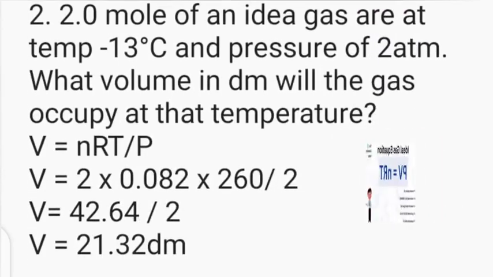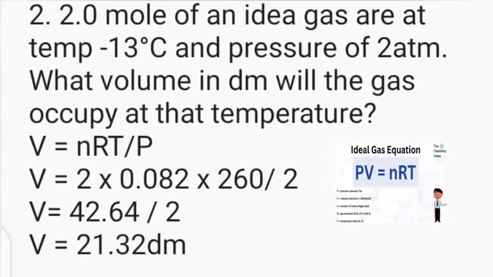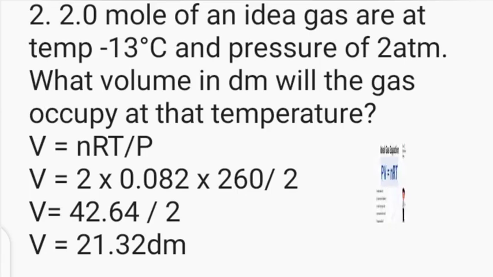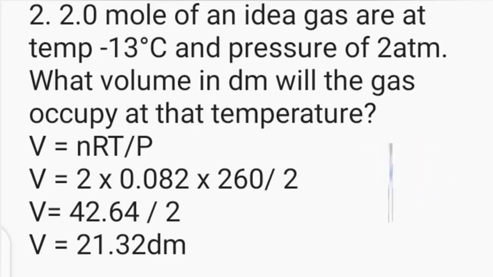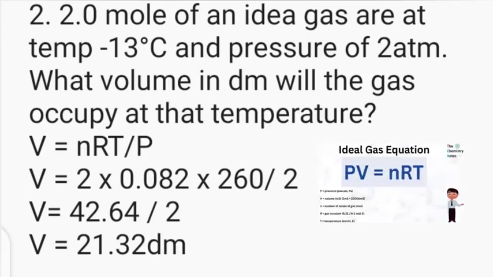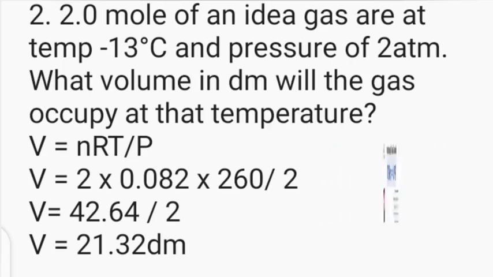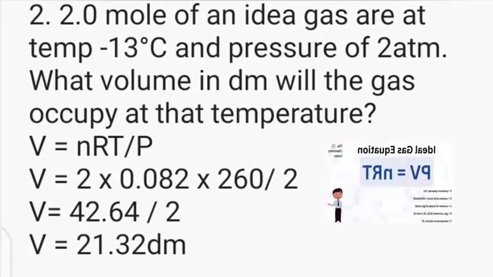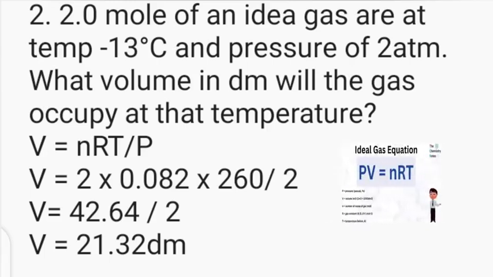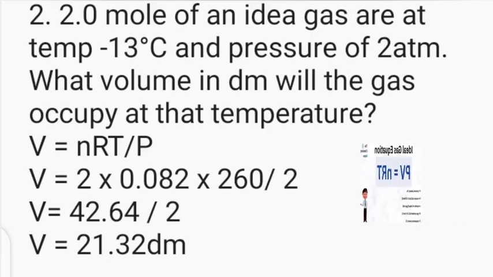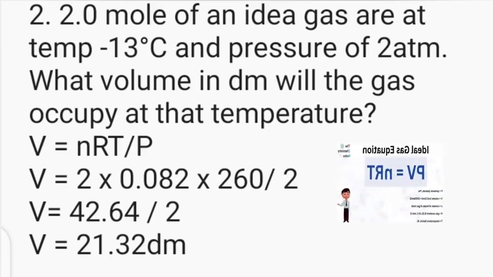In this situation, they said 2.0 mole of an ideal gas is at a temperature of minus 13 degrees Celsius and a pressure of 2 atm. What volume in dm cube will the gas occupy? Just like I told you, PV equals nRT, the ideal gas equation. If you make V the subject of the formula, you have V equals nRT over P.